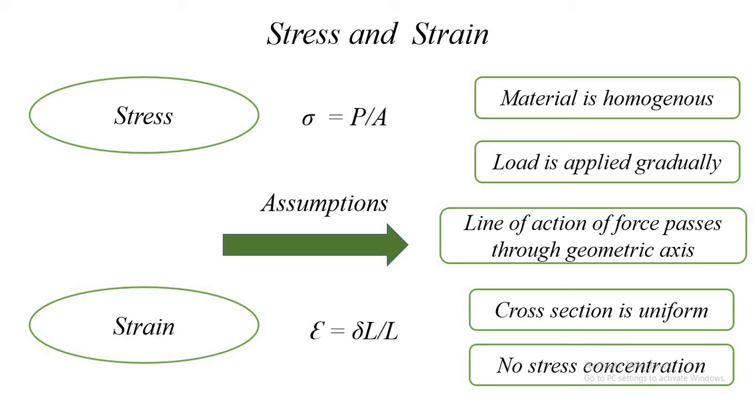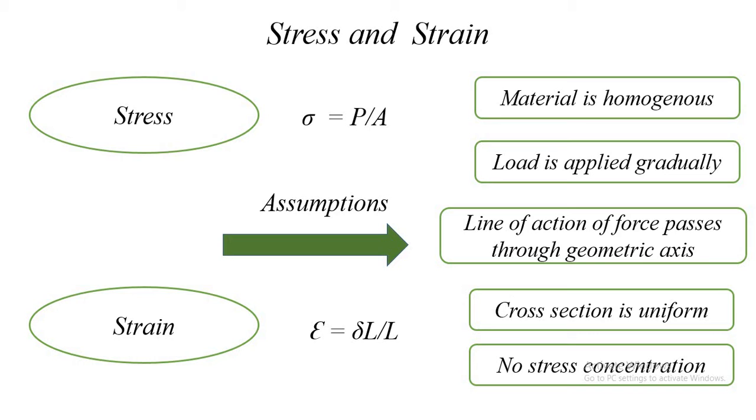It is given by the formula sigma is equals to P by A and the unit of stress is Newton per mm square or megapascal. Strain. Strain is defined as rate of change of dimensions to original dimensions. It is a dimensionless parameter.